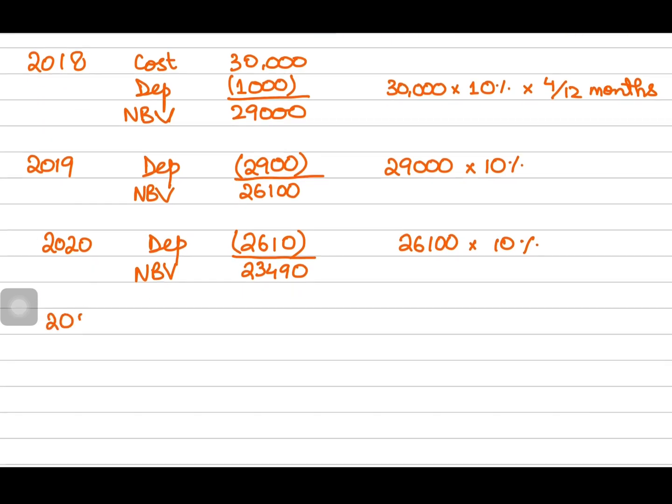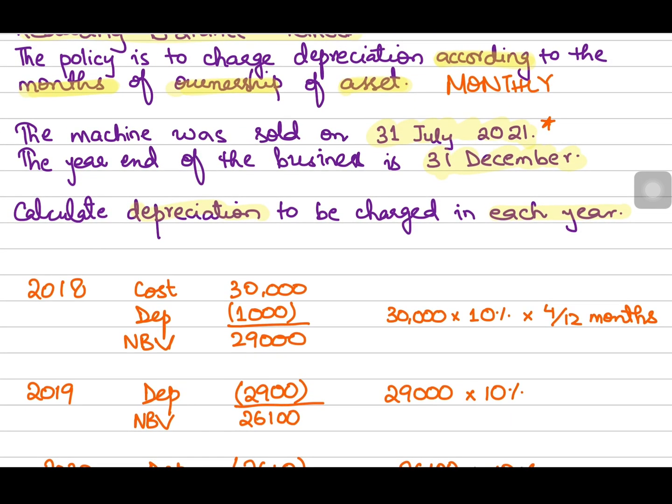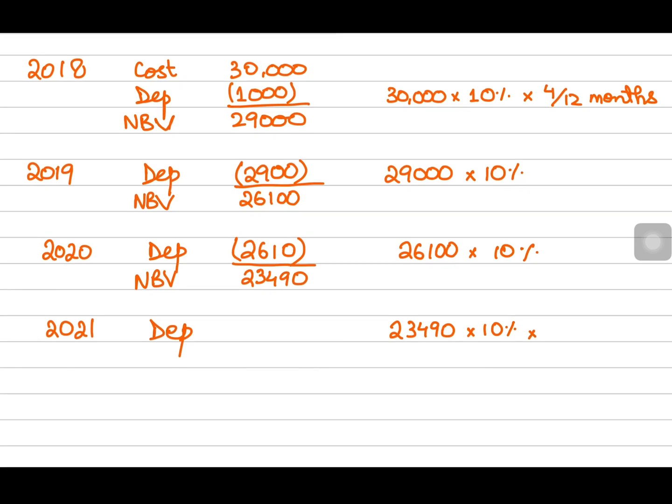Now I am standing in the year of disposal. So now how should I charge depreciation? On the cost, on the net book value, should I take it according to the months or not? What do you think? So in 2021 I will be charging depreciation, of course, on the net book value, and that is 23,490 multiplied by the rate 10%, but for how many months? Not for the full year, of course. For how many months? For the first 7 months only, that is from January till July, because then it was sold at the end of July. So from January till July it will be 7 months. So for the first 7 months only in the year of disposal I should charge depreciation on this non-current asset.